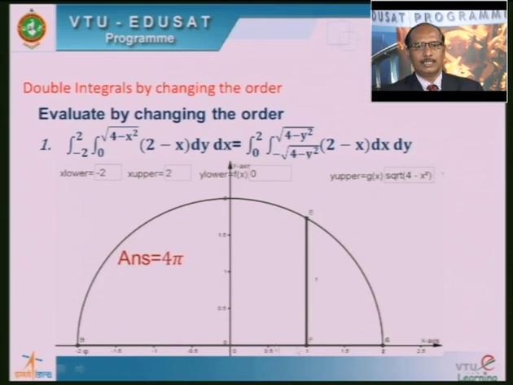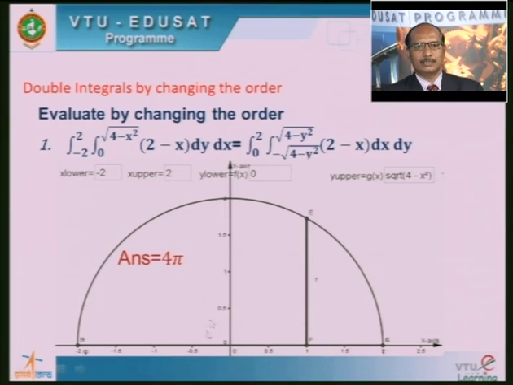Circle radius is 2, center at the origin. So this is a semicircle, minus 2 to plus 2. Here the y limit is 0, that is the x axis. It is half of the circle. Now, by changing the order, change y limits to be constant here. So the y boundary is y equal to 0 to y equal to 2, that is the limit here.